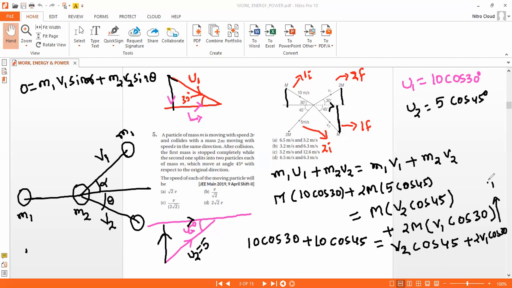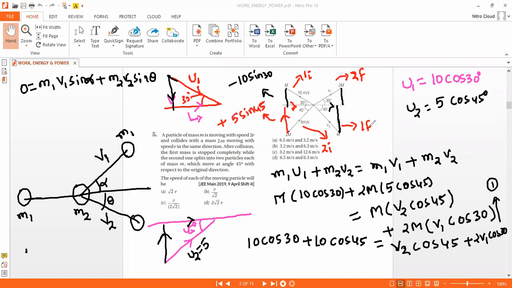Similarly, I will consider the vertical component. In the first one, it is acting along the negative axis, so I will write minus 10 sin 30. And in the second case, it is in the upward direction. If we draw a perpendicular here in the vector addition, this is 5 sin 45.